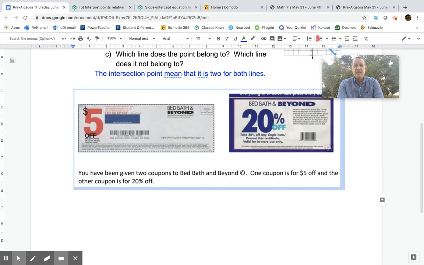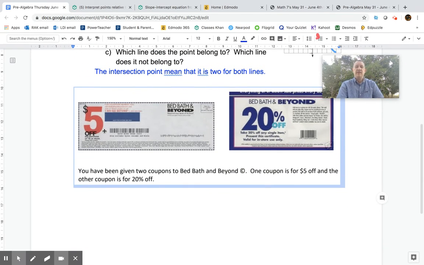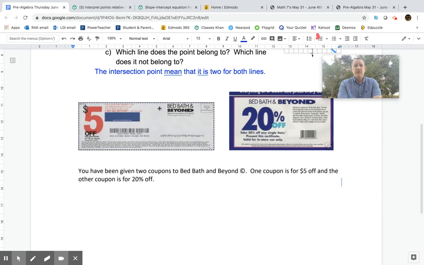Okay, so here's an example. I have a $5, or let's say 5 dirham coupon for Bed Bath & Beyond. Or I can use a coupon for 20% off. But I can't use them both. So which coupon is going to be better? Well, it depends on how much you're spending. Remember doing the systems of equations earlier when we looked at two coupons, or we looked at taxis versus Uber costs? That was a while ago, but jog your memory and see if you can remember.